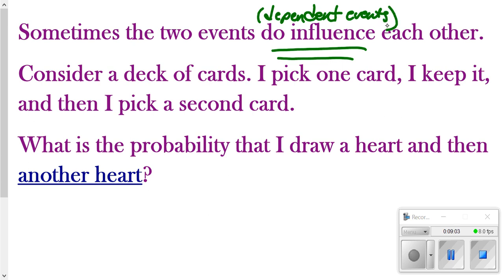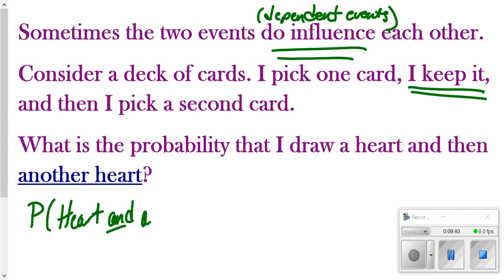So for example, easy example to think about is the deck of cards, okay? So think about a deck of cards. I pick a card and I keep the card. And then I pick a second card. Now by keeping that card, the deck no longer has all of the choices available anymore. What happens second depends upon what I drew first. That's why we call it dependent, right? It depends what happened first. So if I'm trying to find the probability that I draw a heart and then another heart, this is what I do.